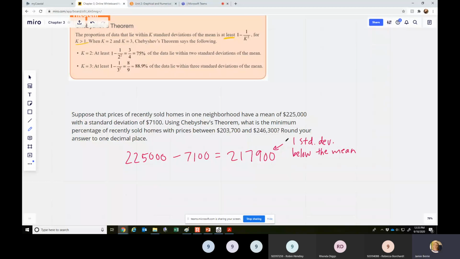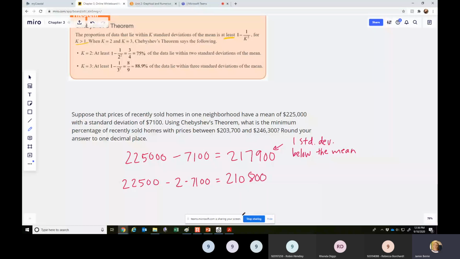All right, let's go 2 standard deviations below the mean. This is the neat way to write this. You would say 2 times 7,100. If you were just doing this in your calculator, you could just do 225,000 minus 7,100 minus 7,100, so you could just subtract it twice. But here I'm subtracting 2 times 7,100. So 225,000 minus 2 times 7,100 is 210,800.